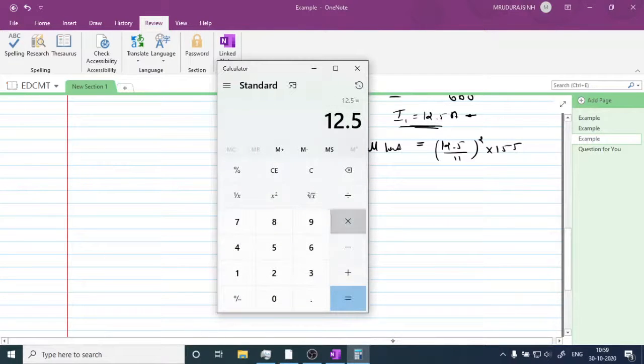So now 12.5 divided by 11 gives us 1.136, so it's 1.14. So 1.14 multiplied by 1.14 gives us 1.299, right? So it's 1.3 almost.